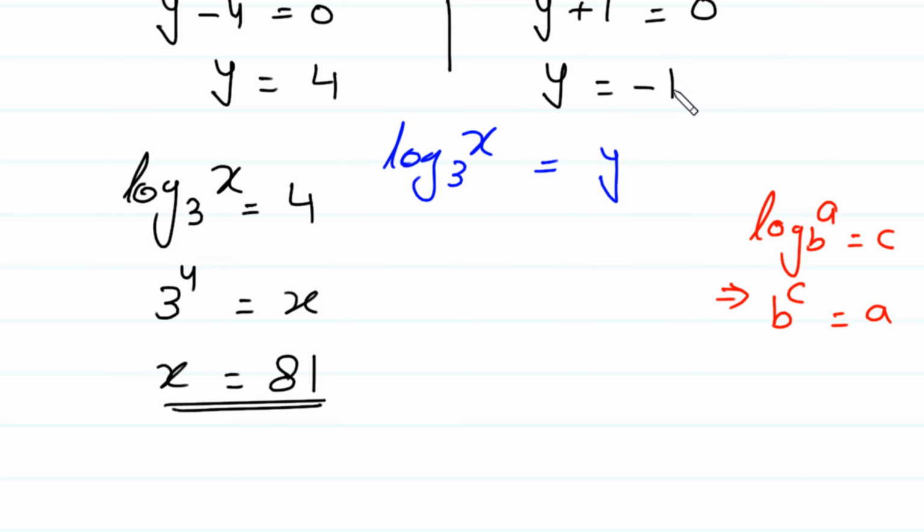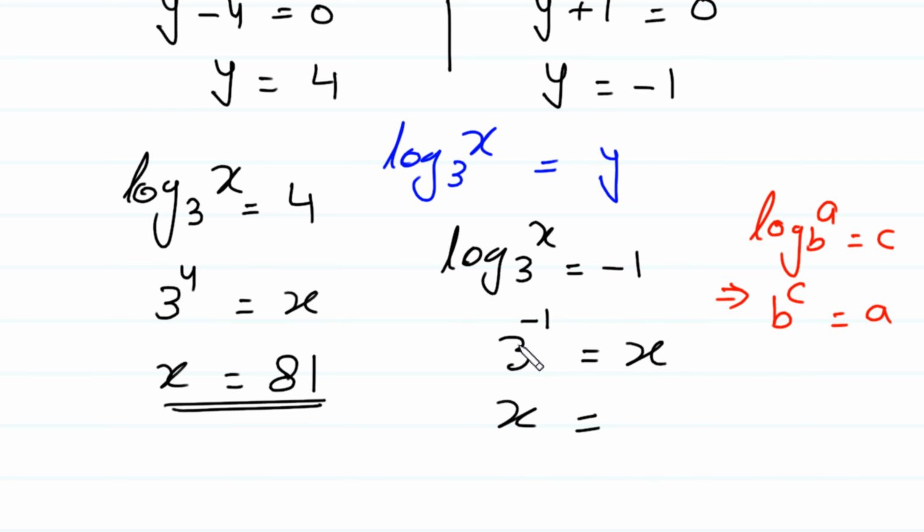Now in this equation we put this value of y, minus 1. Log of x to the base 3 is equal to minus 1, and according to this rule we write it in exponential form. 3 to the power negative 1 is equal to x, and x is equal to, this 3 has power negative 1. To make this power positive, we write it under 1. 1 over 3 to the power 1. And this is the second value of x, 1 over 3.